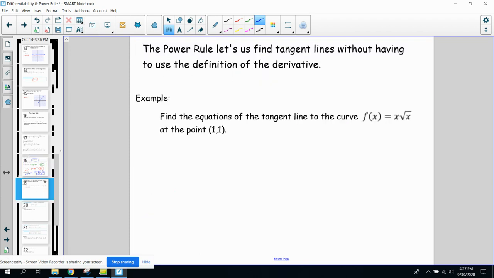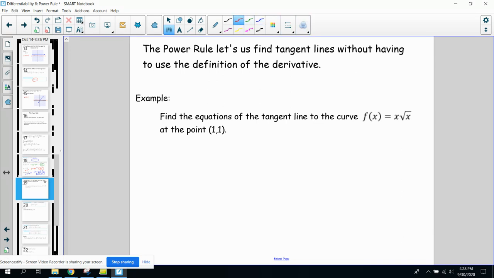So the power rule lets us find tangent lines without having to use the definition of the derivative. Okay, so we still need to know how to use the definition of the derivative, but going forward, we're not going to really use it to find derivatives. We're just going to use, for now, the power rule.